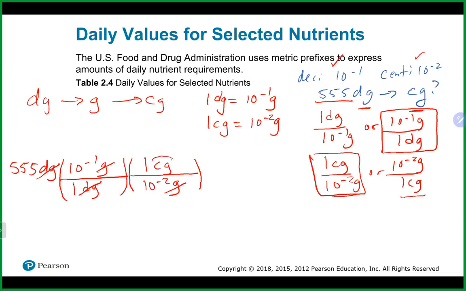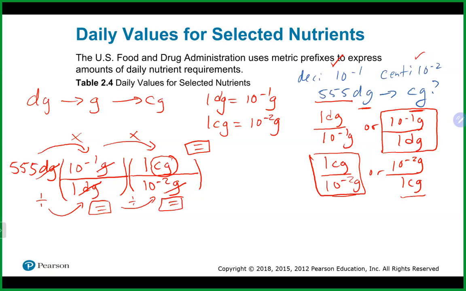We're left with centigrams up on top, which is good because that is what we're looking to end with. Once again, mathematically, we multiply whatever's on the top and hit equals. Then we come back and divide by whatever's on the bottom and hit equals. In reality, the ones you don't need to put in. If you want, you can, but you don't need to.